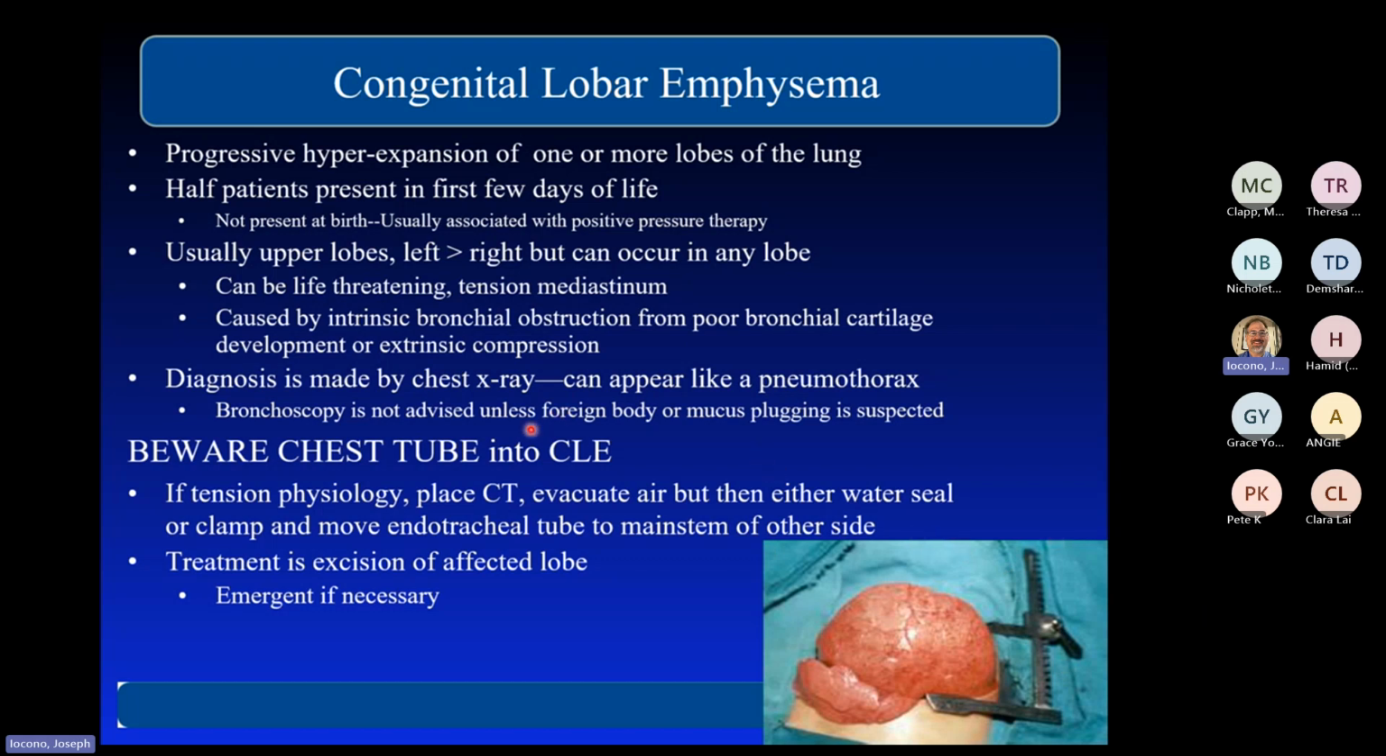If you have to put a chest tube in, like if they're coding or if someone's already put a chest tube in, it's okay. Let the air go out, but then clamp it, put it to water seal, mainstem the other side, and get to the operating room. This is when it happens with thoracotomy. This is not a scope case, and the lung just pops out like a pimple because it's just overexpanded.